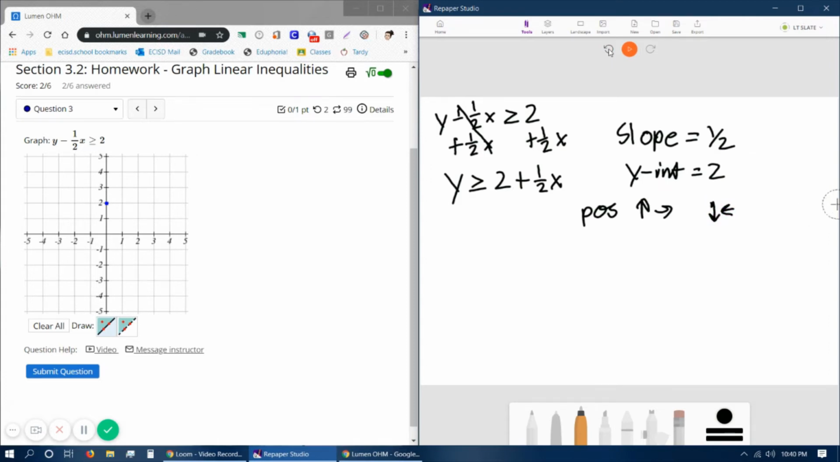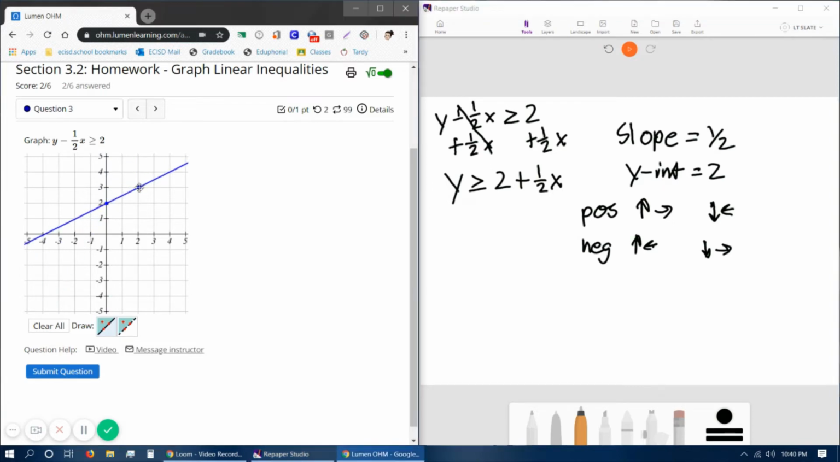If your slope is negative, you'll need to move up and to the left, or down and to the right. And if your slope is a whole number, you'll need to put a 1 under it to convert it to a fraction so you can find your rise and run. My rise for this equation is 1, so I'll need to move up 1 square. My run for this equation is 2, so I need to move right 2 squares.